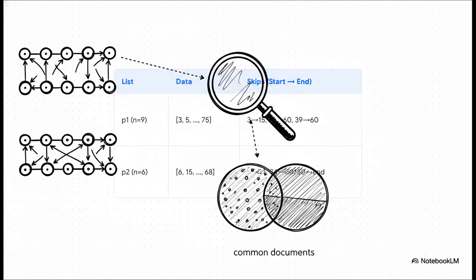For P1, it has 9 items, and the square root of 9 is 3. So our skips are set up in blocks of about 3. For P2, with 6 items, we've gone with a block size around 2. Okay, let's find the documents they have in common.